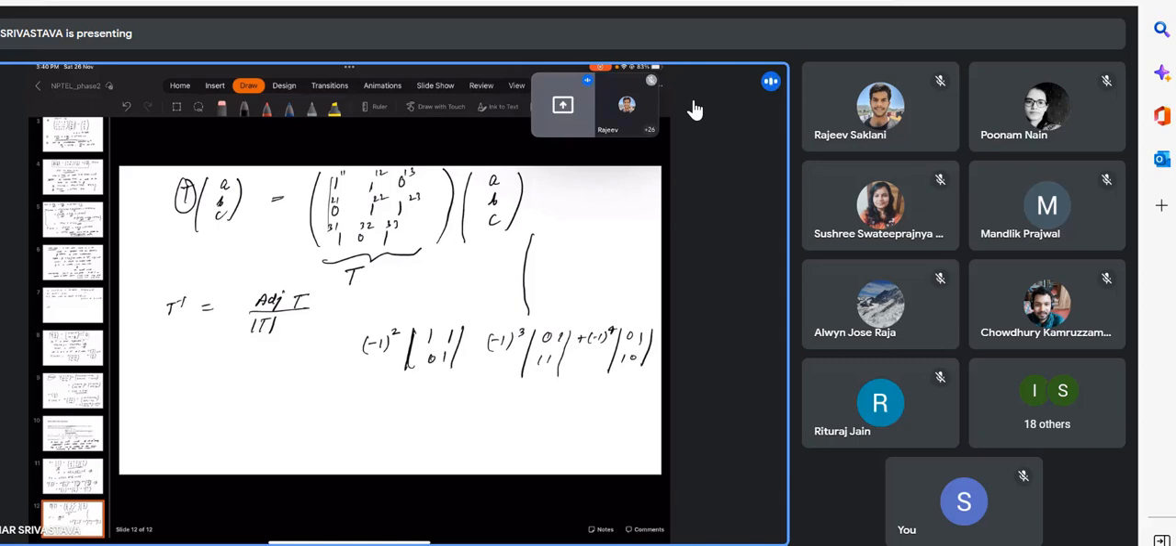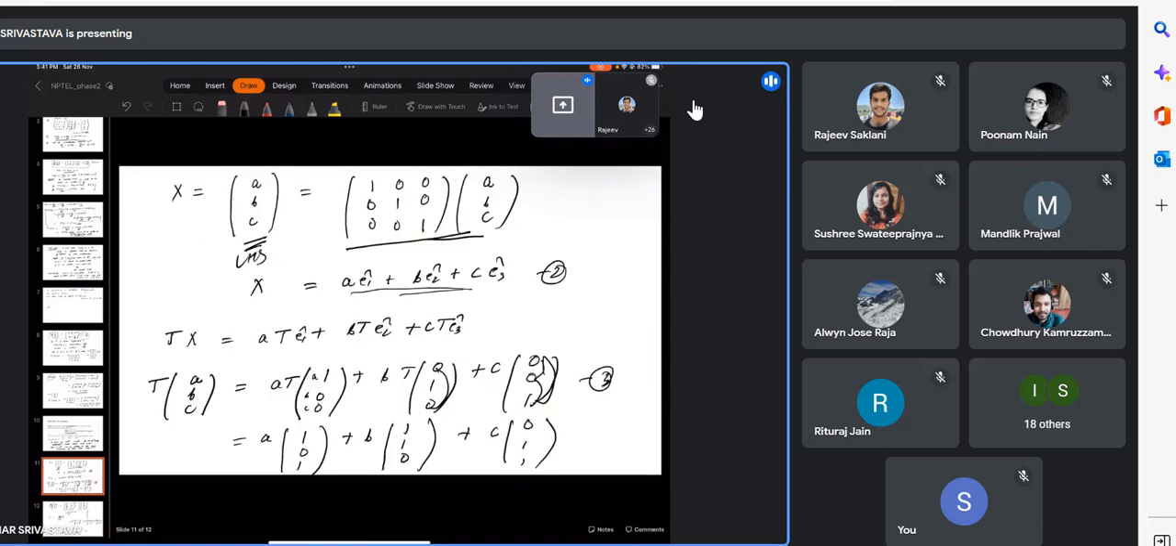You all must be knowing how to calculate adjoint, right? Do I need to solve it, or you know how to calculate? So we know. You just find the adjoint and you just take a transpose. So what you'll finally get is this T inverse is nothing but 1 by 2, where 2 is the determinant of this matrix, and 1, it will come out to be something as 1 minus 1, 1, 1, 1. You can just solve this on your own and verify this is the answer.